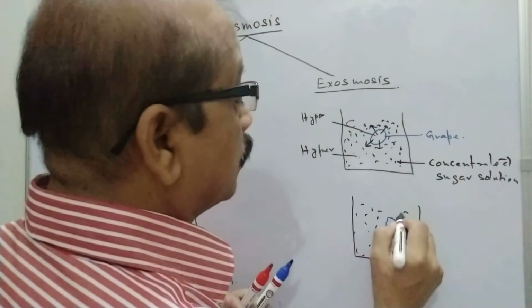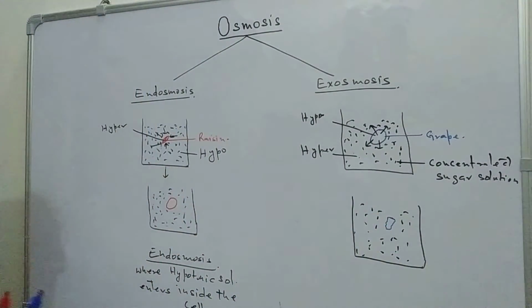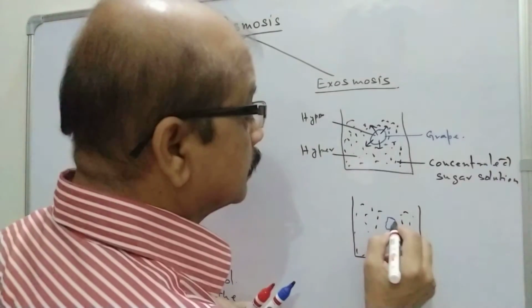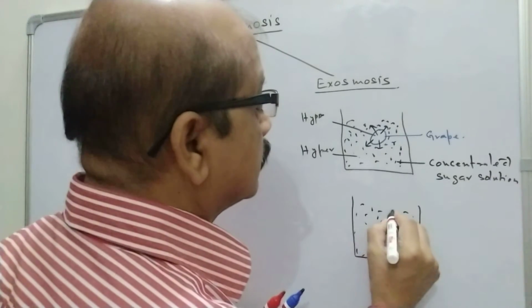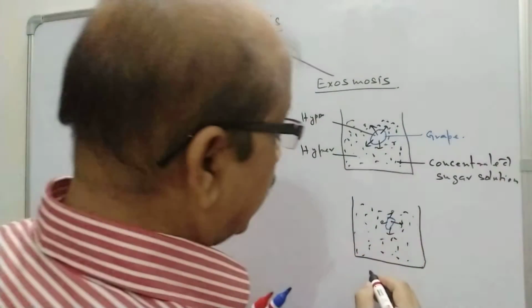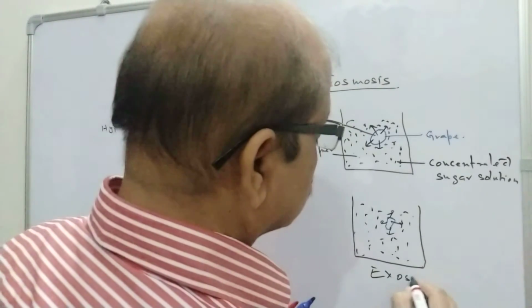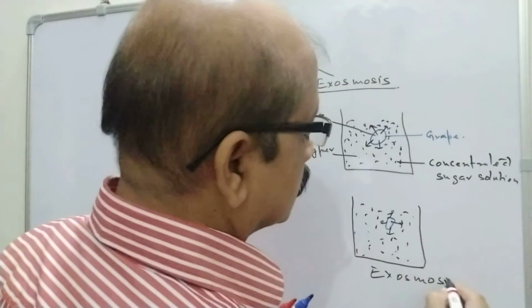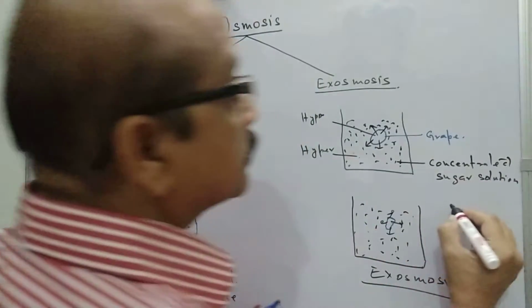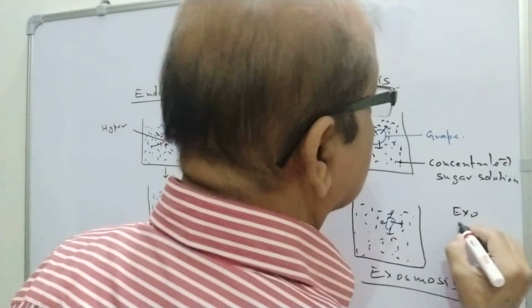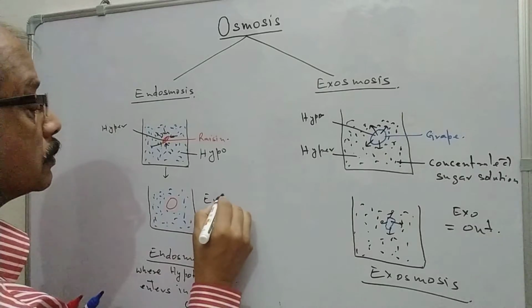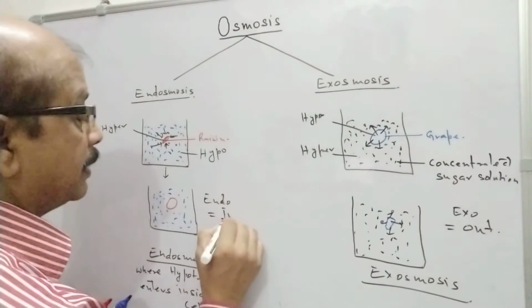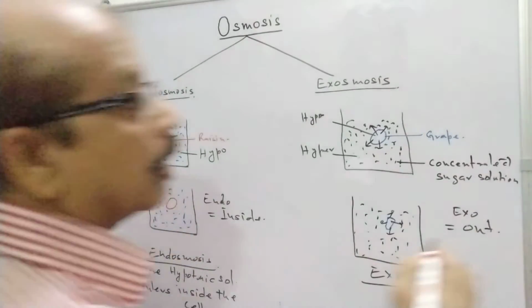So such osmosis where the hypotonic solution comes outside is known as exosmosis. Exo means out. Here endo means inside, and exo means outside.